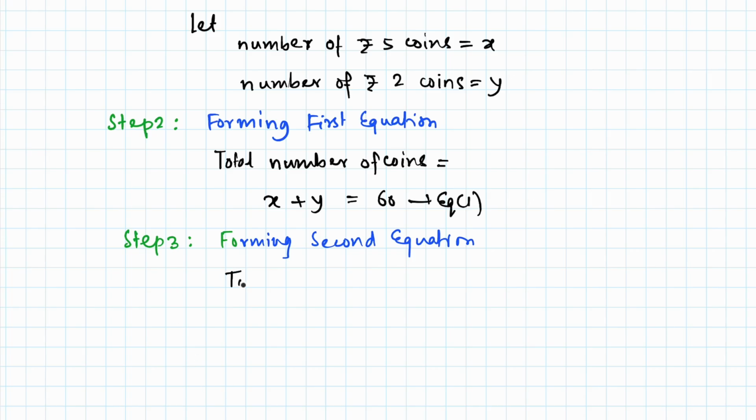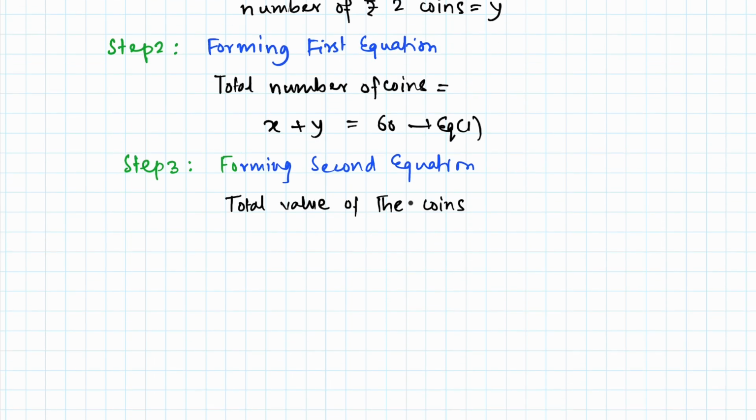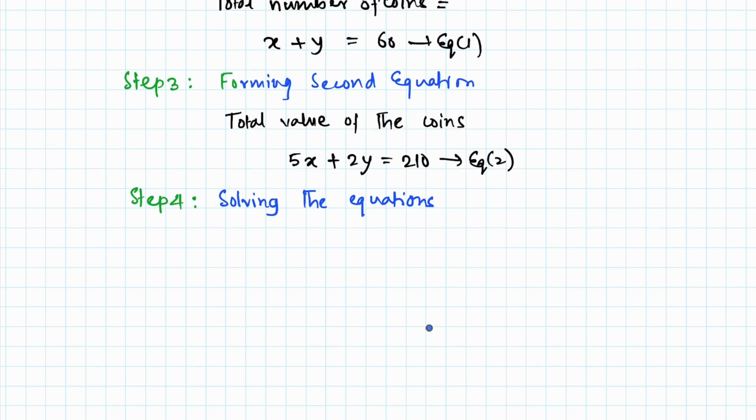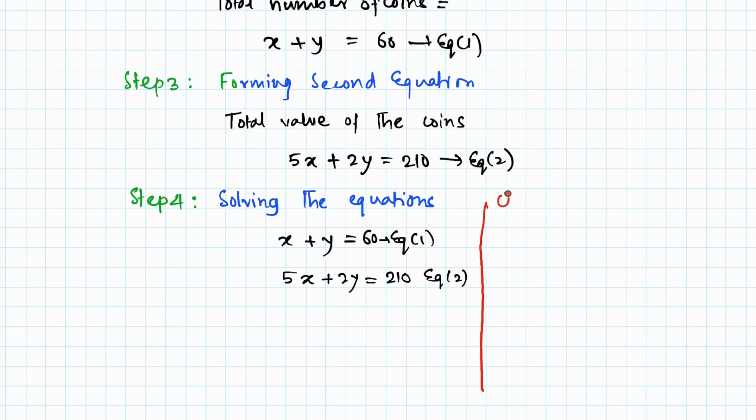So here we'll consider the total value of the coins. Now that will become 5x plus 2y equal to 210, equation 2. Now step 4, we need to solve the above two equations. So we have x plus y which is equal to 60, equation 1, and 5x plus 2y is equal to 210, equation 2. Let's check for the conditions of the equation.